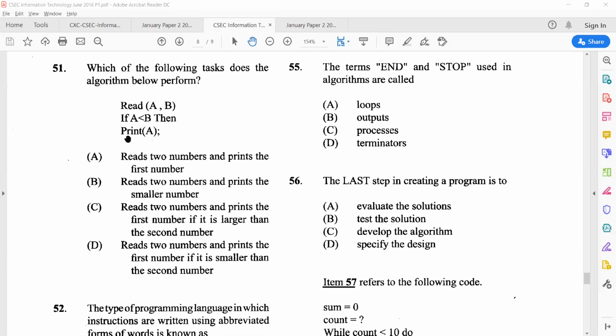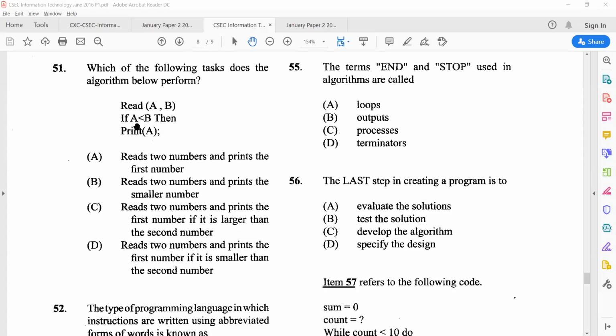Now, if A is less than B, or if the first number is less than the second number, then you print A, or the first number. Okay, now let's read the options. Reads two numbers and prints the first. That is partially correct. It prints the first if a condition is met. That's wrong. Reads two numbers and prints the smaller. Not exactly, because if B is less than A, it doesn't print B. That's also incorrect. Reads two numbers and prints the first number if it's larger than the second number.